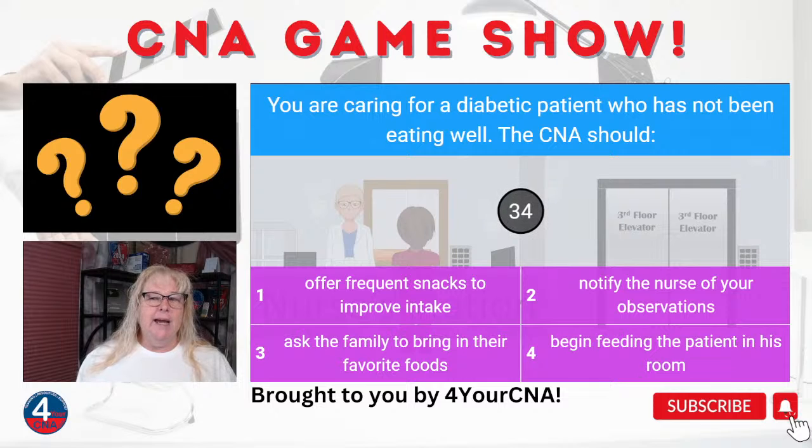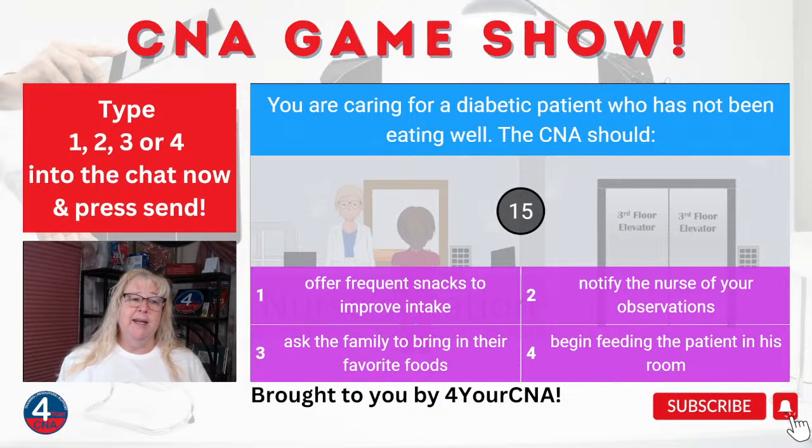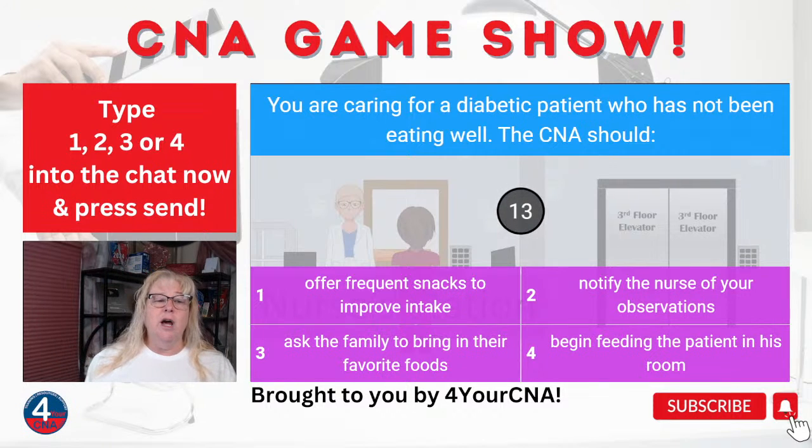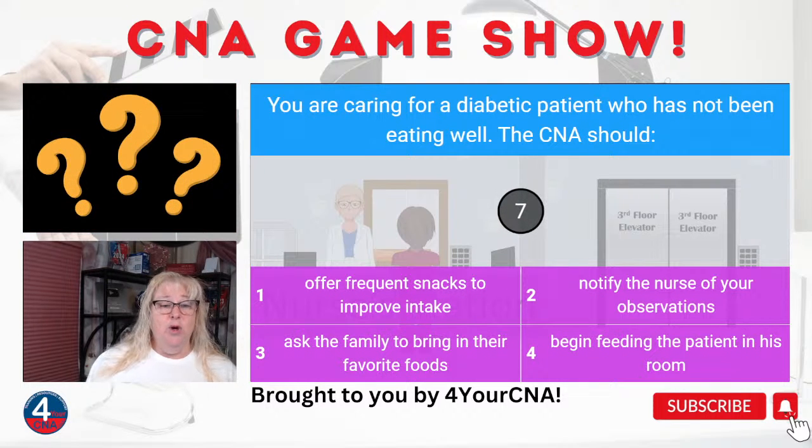So you're caring for a diabetic patient who has not been eating well. The CNA should 1. Offer frequent snacks to improve intake. 2. Notify the nurse of your observations. 3. Ask the family to bring in their favorite foods. Or 4. Begin feeding the patient in his room. Go ahead and lock in your final answer. You have about 10 seconds left. This is a really important question.